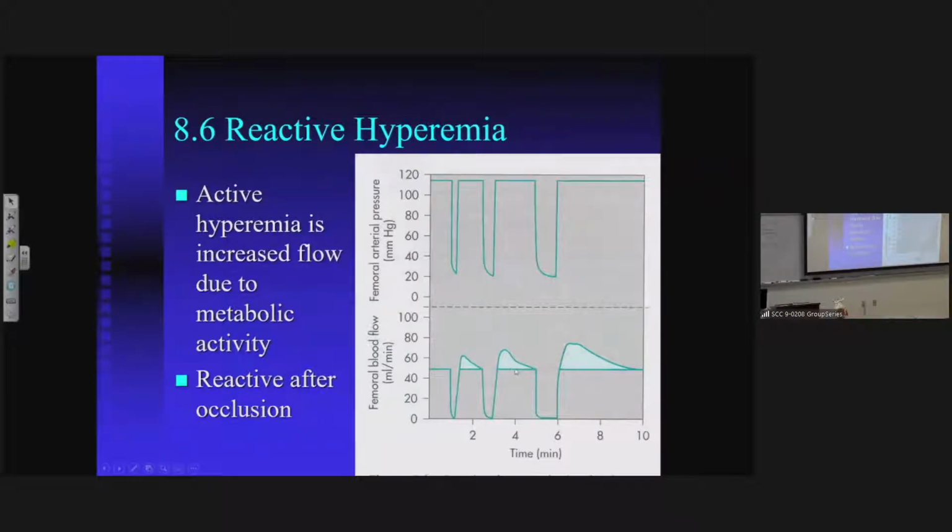The longer you occlude it, the longer the reactive hyperemia happens. That's what this is showing us. Okay, any questions about that? This graph doesn't really show it very well, but active hyperemia is just more flow when you're exercising. Active. Reactive is reacting to an occlusion. Maybe that helps you remember.